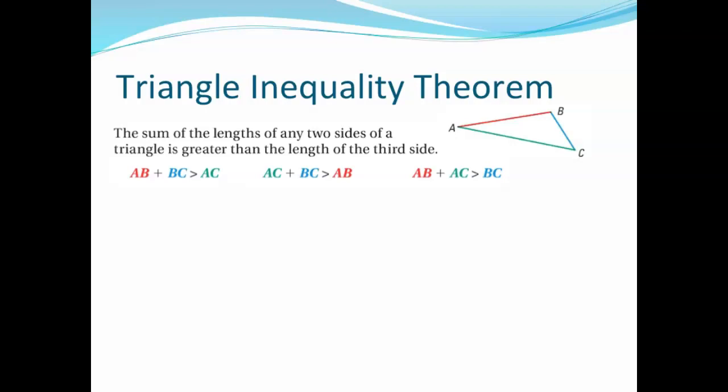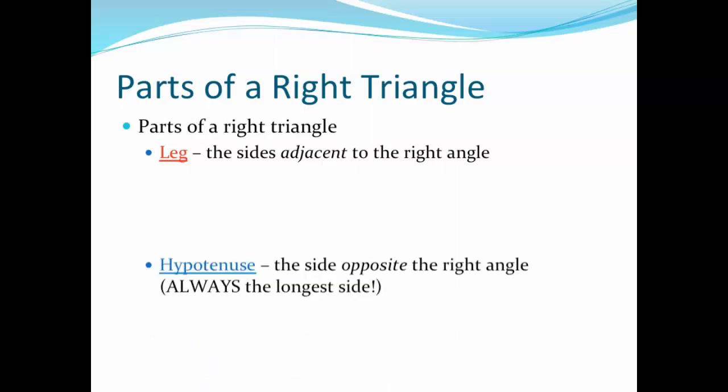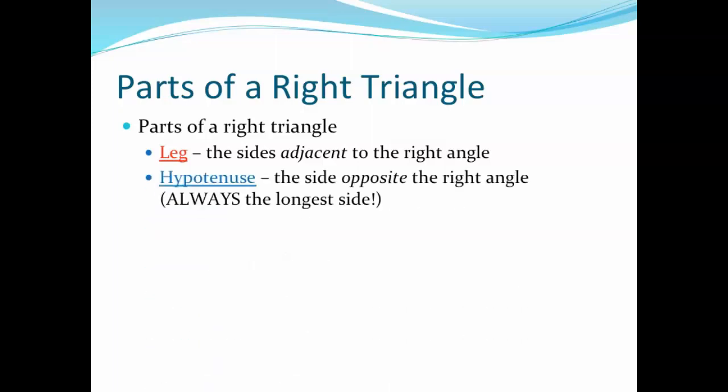Now let's talk about right triangles and the different parts of a right triangle. So we have two main parts in a right triangle. First we have a leg, so there are two legs, and these are the sides that are adjacent to the right angle. Then we also have the hypotenuse, which is the side that is opposite the right angle. Now in a right triangle, the hypotenuse is always going to be the longest side.